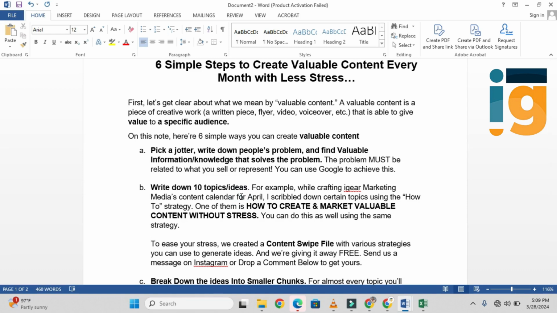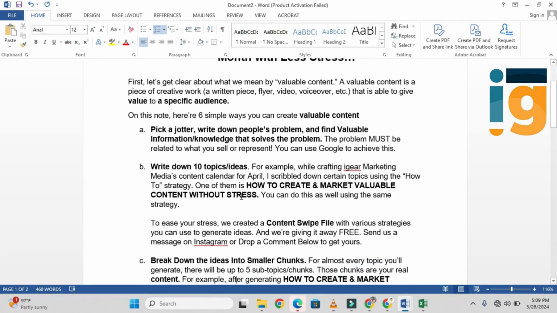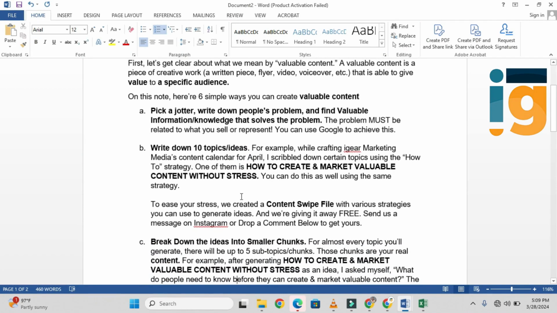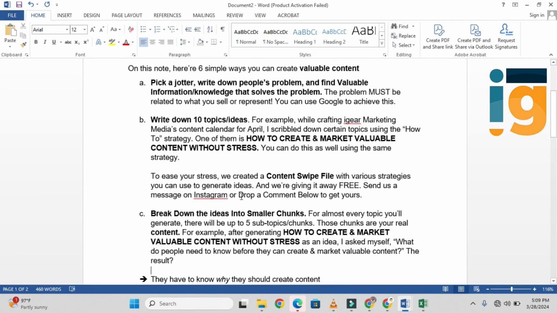Because with 10 topics or 10 ideas, you will see what you can create. Now, after you have written down the ideas, the next thing you want to do is to break them down into smaller chunks. Inside of those ideas, there are still other compartments, other things inside it. That idea is a seed, or should I call it a fruit? Whatever it is, just know that there's something inside it.